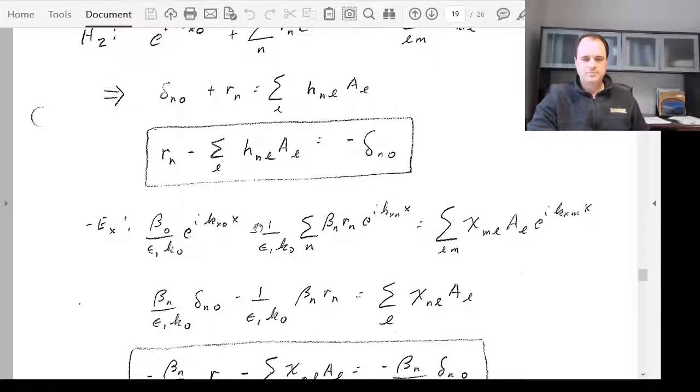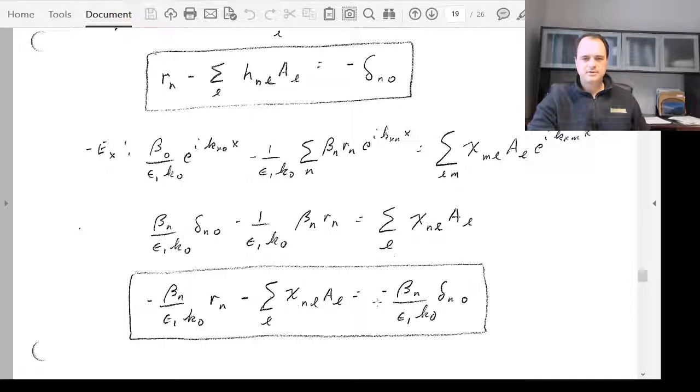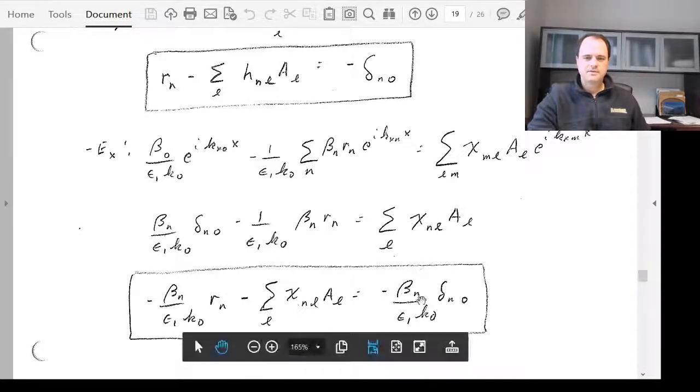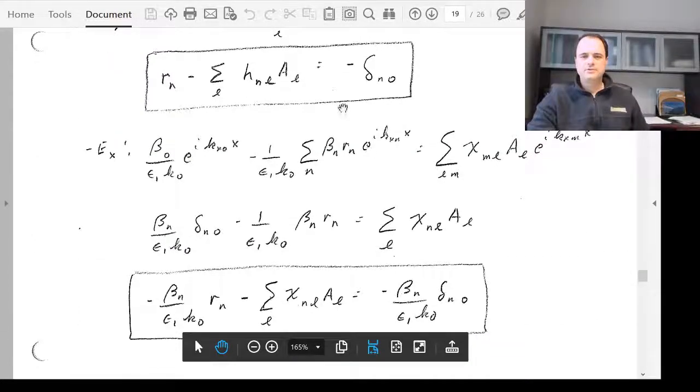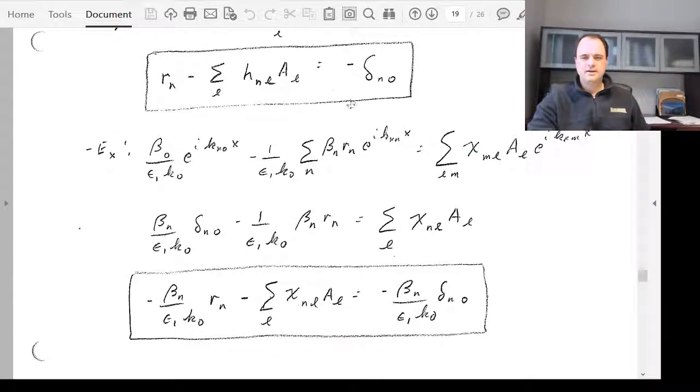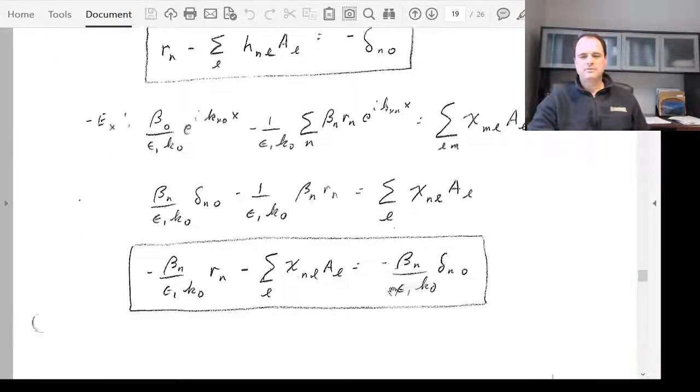Equating the proper kx terms yields this equation here. This can be taking the unknowns over to the left-hand side, so this has to go over to the left-hand side. Knowns over to the right-hand side. You get this right here. All right. So we get those two equations. Continuity of h of z minus e of x at y is equal to 0.